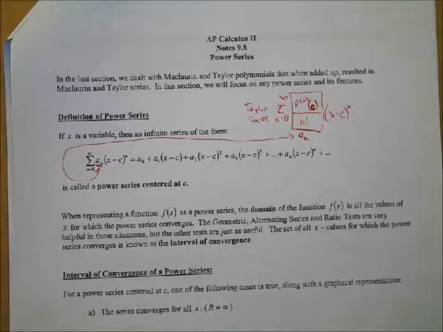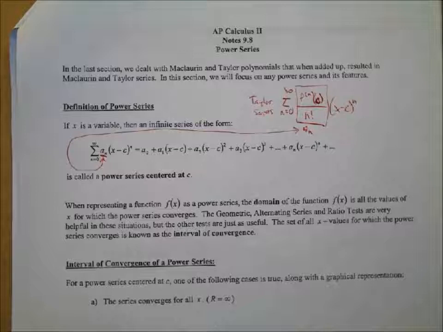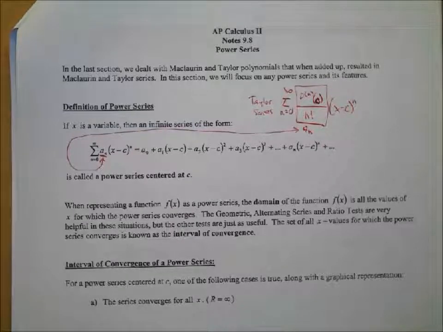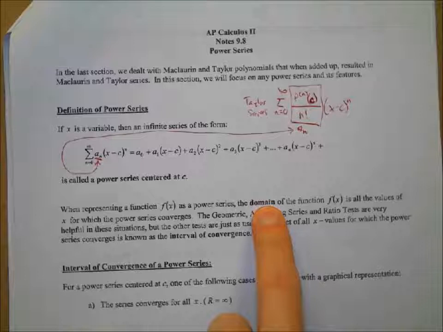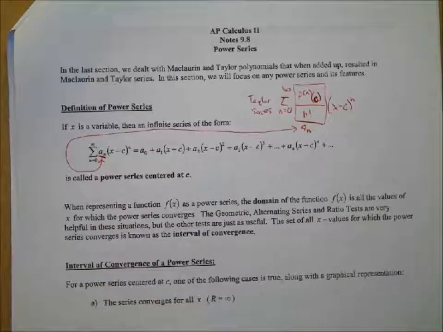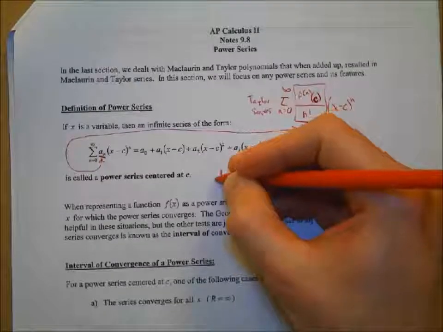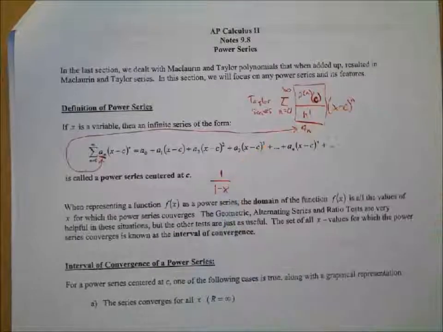So when we go back here, when representing a function f of x as a power series, some of the functions that we came up with, for example e to the x, sine of x, and cosine of x, are represented by a certain power series. That function's domain is all the values of x for which the power series converges. So let's take a look at a function with a power series that we should be familiar with, 1 over 1 minus x.